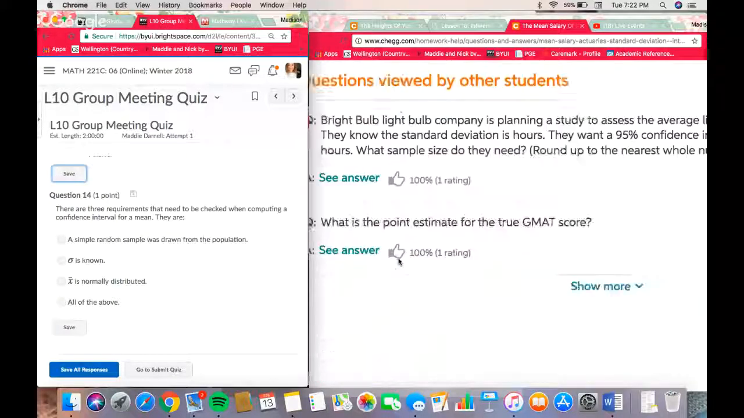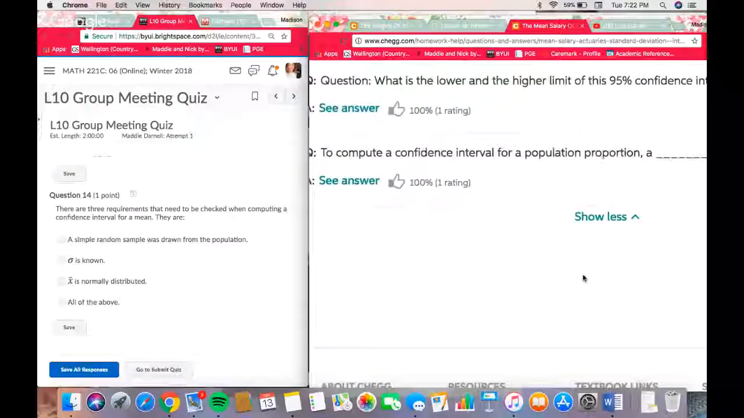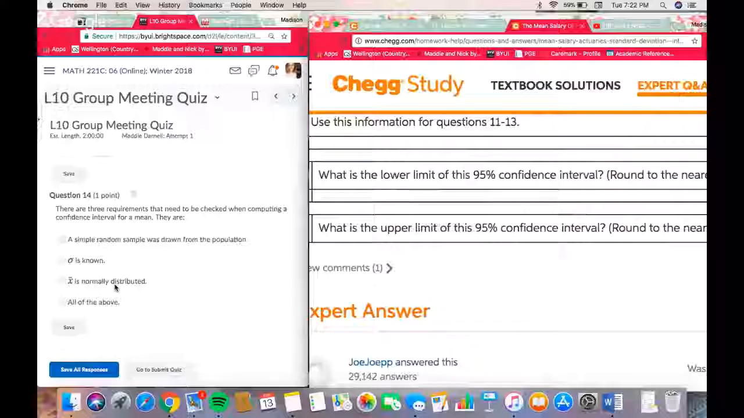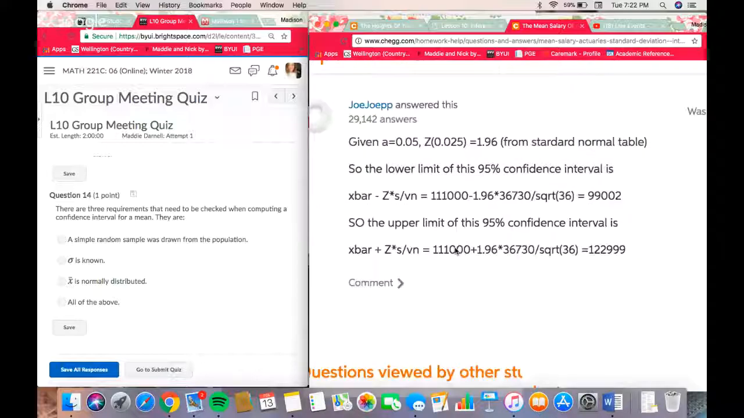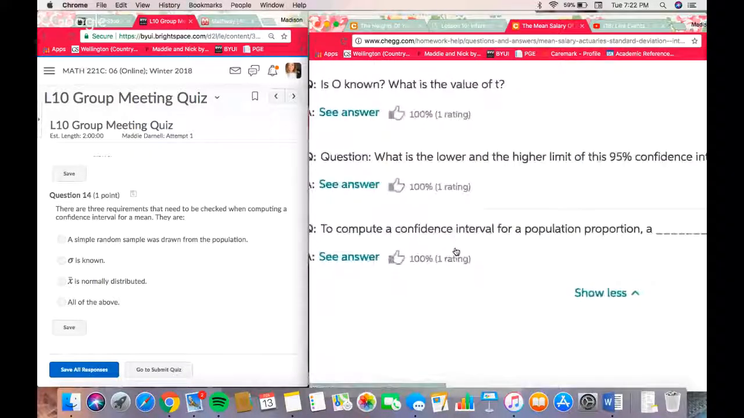Okay. There are three requirements we checked when computing confidence interval for a mean. They are all of the above. That's what I was trying to find. I think it's all of the above. X is normally distributed, sigma is known, and a sample is randomly drawn from the population. That seems right to me. Yep. All right, I'm submitting this.